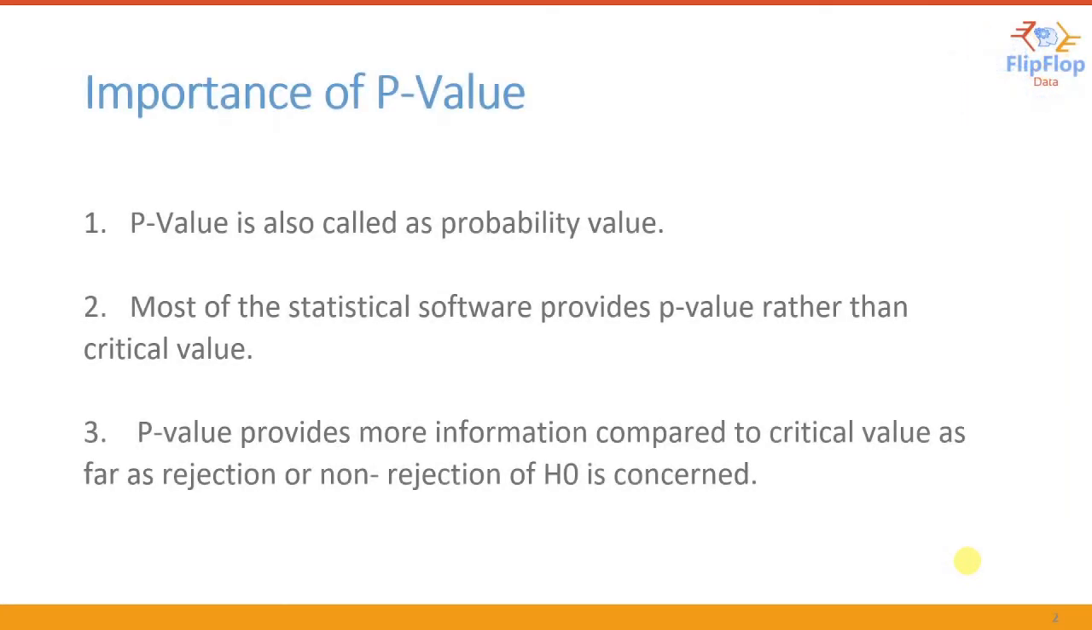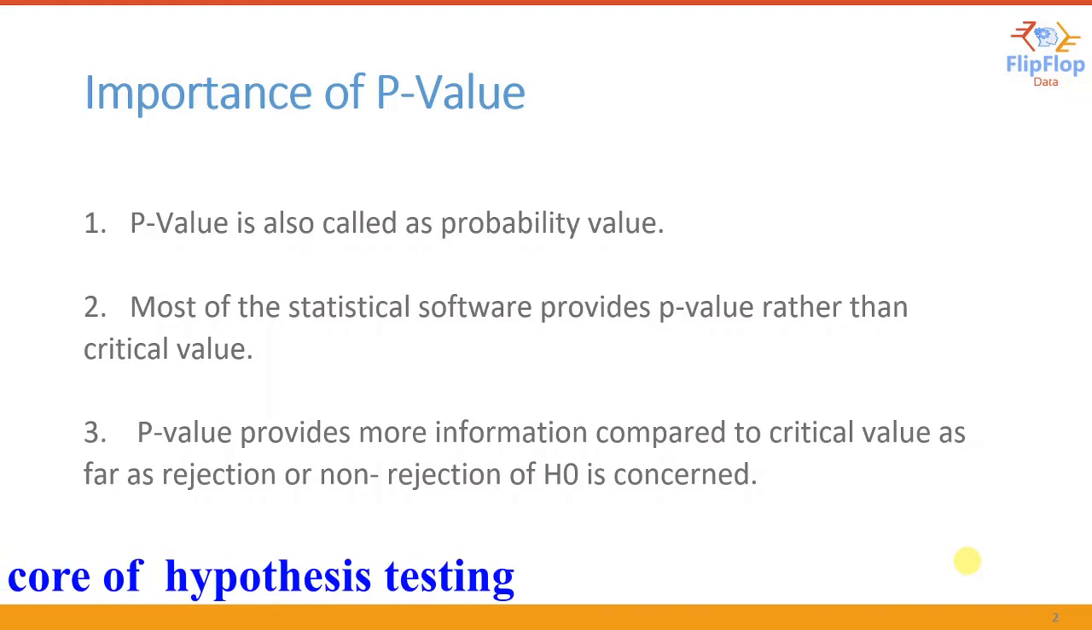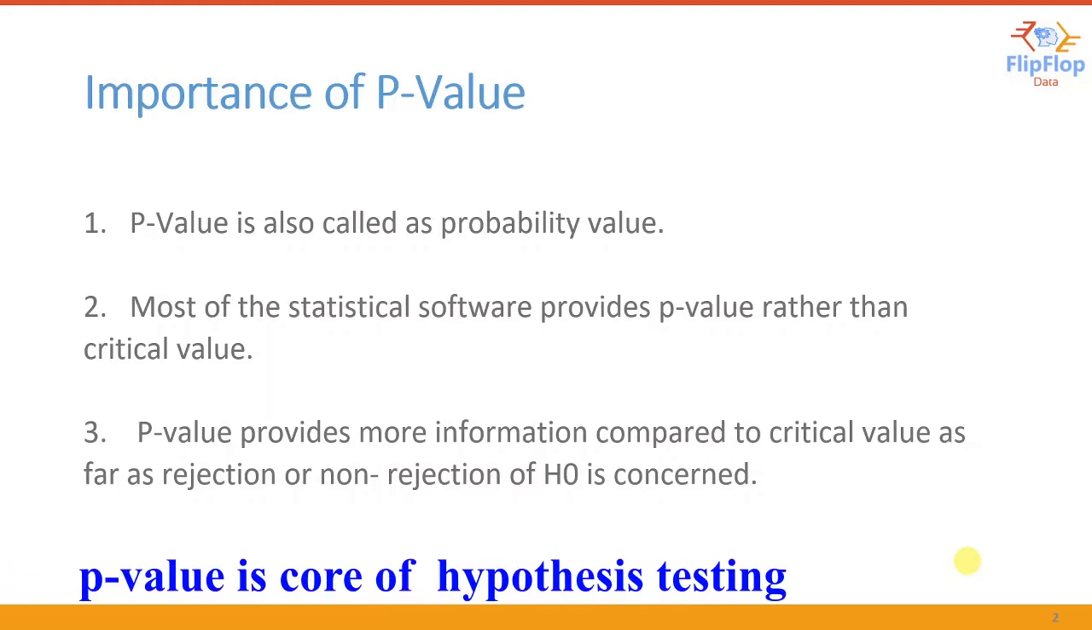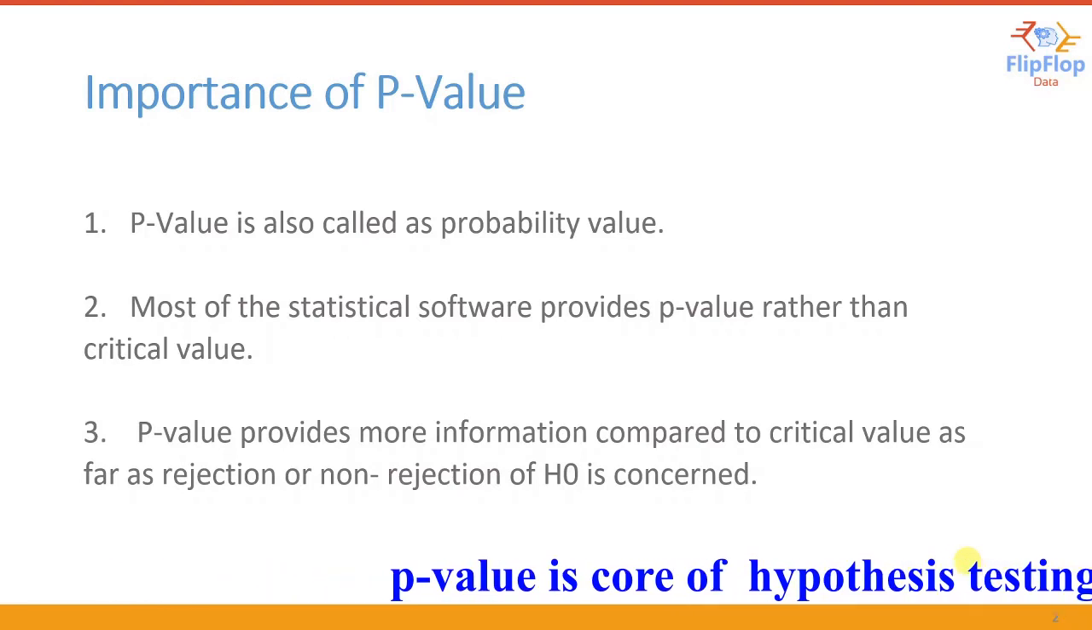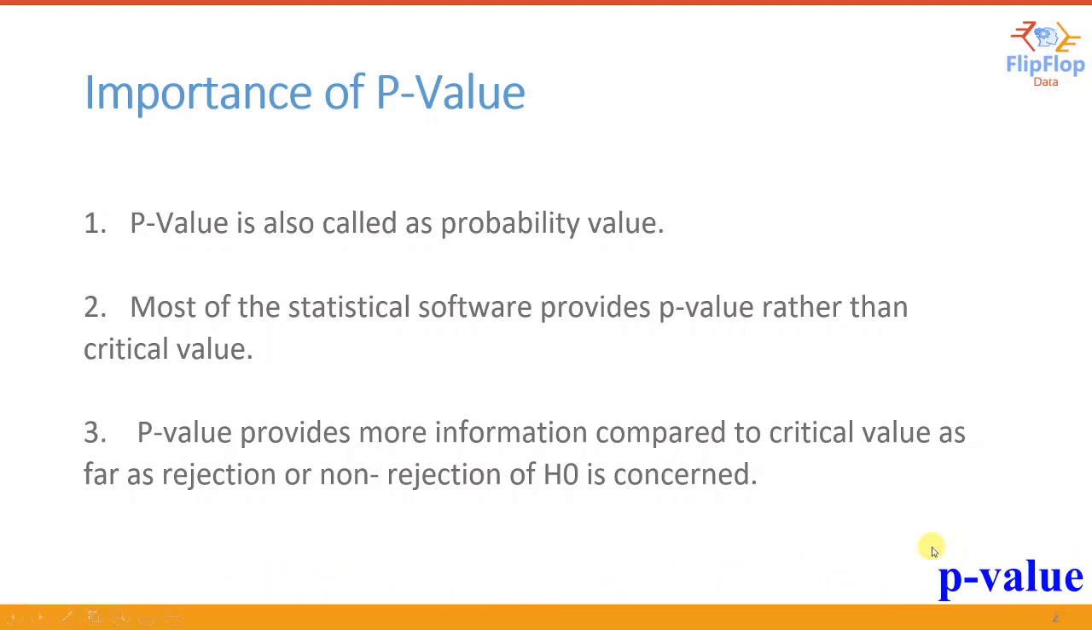Why is p-value so popular? Why not critical value? So here lies the answer. P-value is also called probability value. Most of the statistical software provides p-value rather than critical value. P-value provides us more information compared to critical value as far as rejection or non-rejection of H0, that is the null hypothesis, is concerned. So we will see this further.